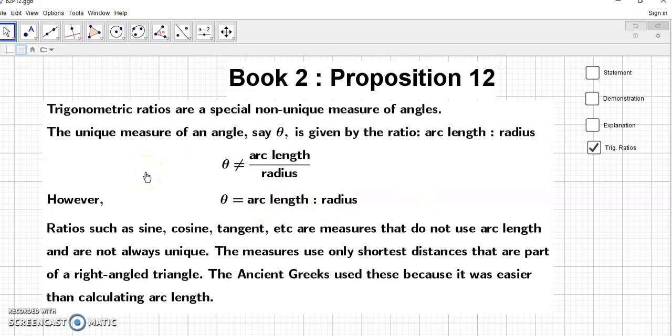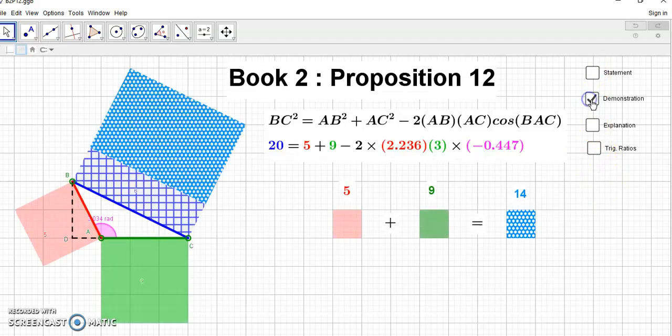So ratios such as sine, cosine, tangent, etc. are measures that do not use arc length and are not always unique. These measures use only the shortest distances that are part of a right-angled triangle. In other words, the ancient Greeks used these because it was easier than calculating arc length. And as we know today, we use the methods of calculus to calculate arc length, in other words, products of arithmetic means. So let's leave that for the time being and come back to the demonstration.